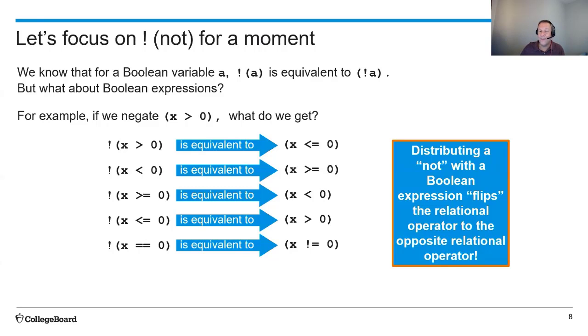And then finally, on this last one, not x not equal to 0 is the same as saying is x not equal to 0, a double negative. That's just the same as saying is x equal to 0 using the double equal sign. And that's how the not symbol works with all of our relational operators.